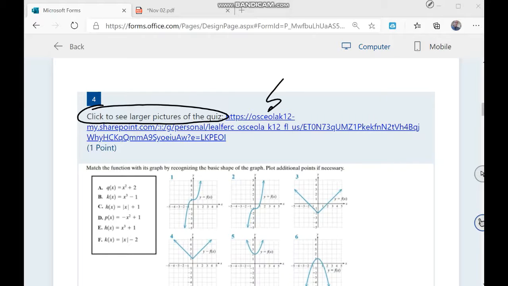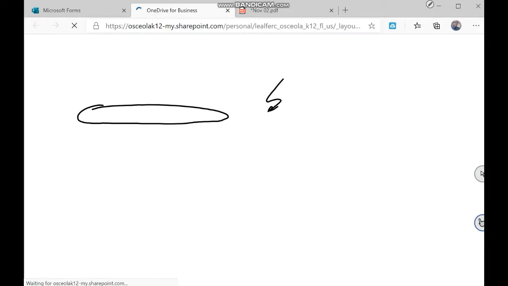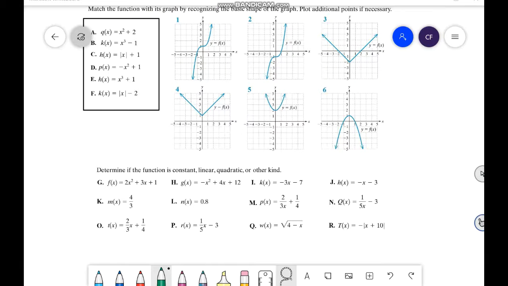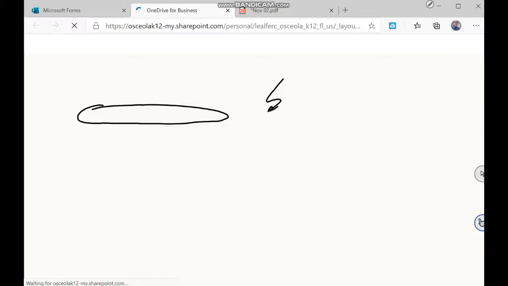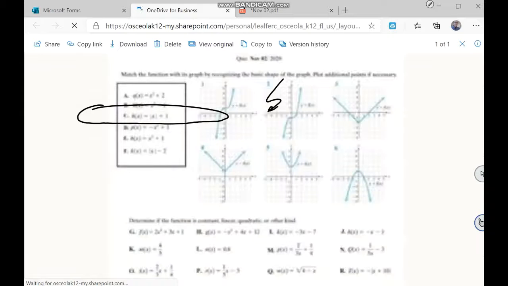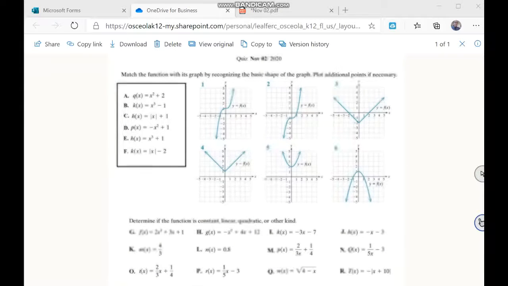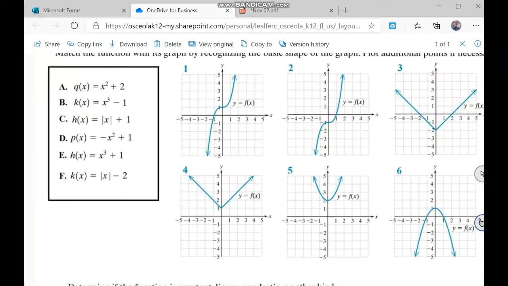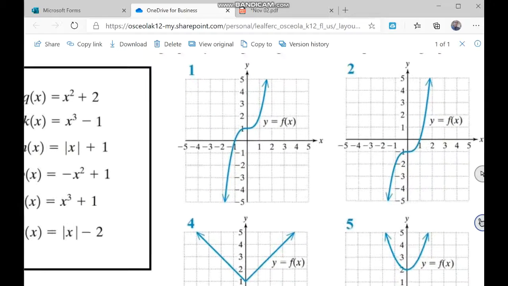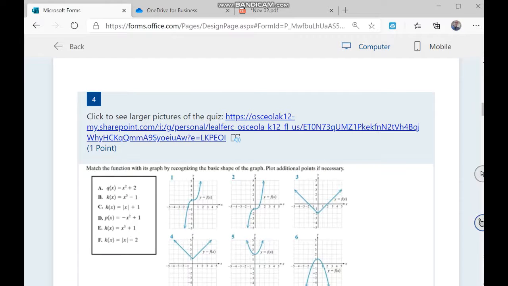So you click on this link. If you click, you're going to open a file. Oops, sorry. It's opening a file where you can see the pictures much better, see? So click on this link and you can actually zoom in on the pictures. You're going to see much better. Right here, after number 4, click to see larger pictures of the quiz.